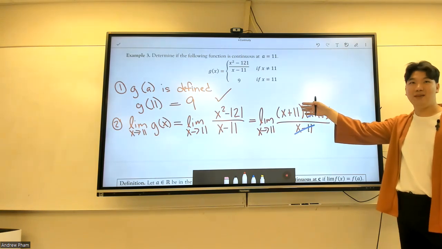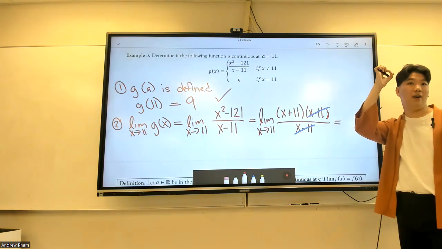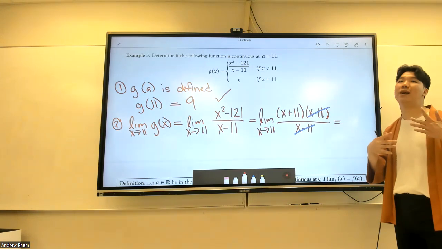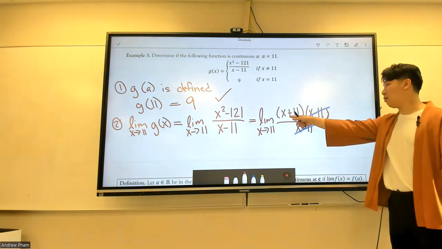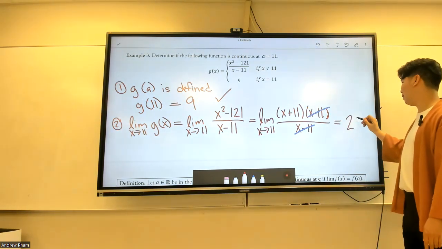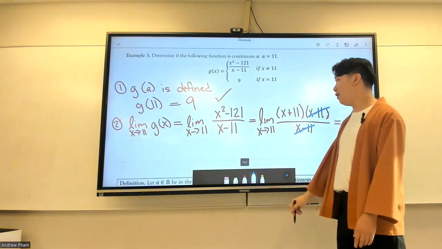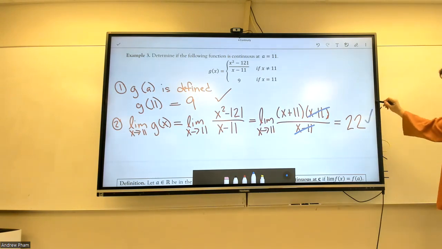Yeah, we can plug in 11 because we got rid of the thing that was giving me a 0 on the bottom. That was the big issue. Now that that's gone, I can go ahead and try to plug in 11 once more. For lack of space, I'm not going to write this over again. We get 11 plus 11, giving me 22. So part 2, the limit does exist. That's great.